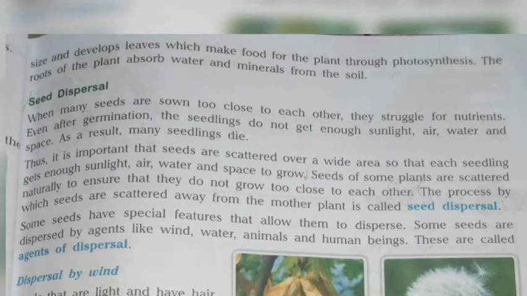Some seeds are dispersed by agents like wind, water, animals, and human beings. It means some seeds can't disperse naturally, so they need some agents or factors to disperse them. Such agents are called agents of dispersal.